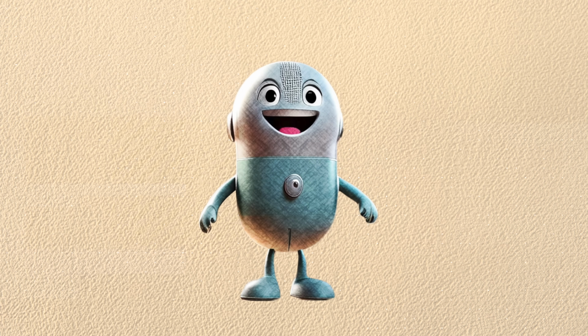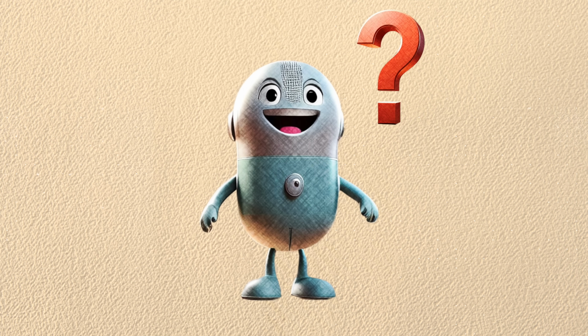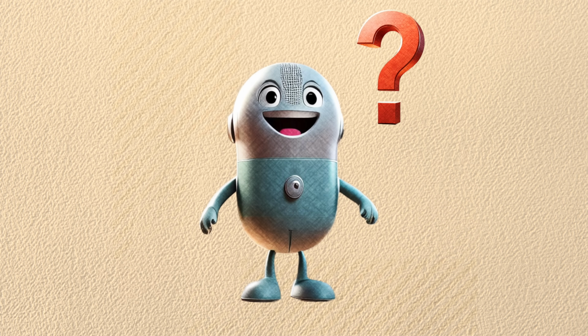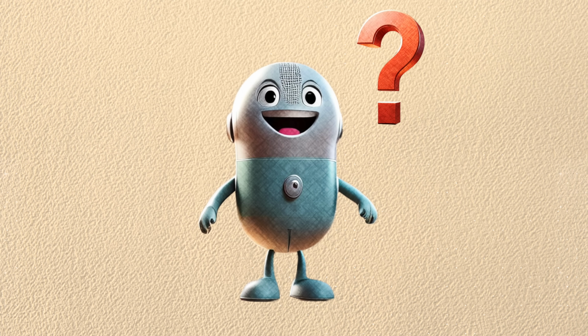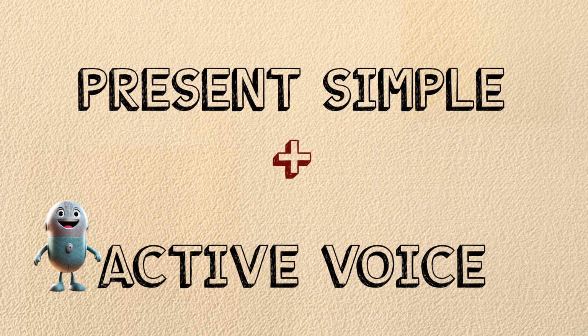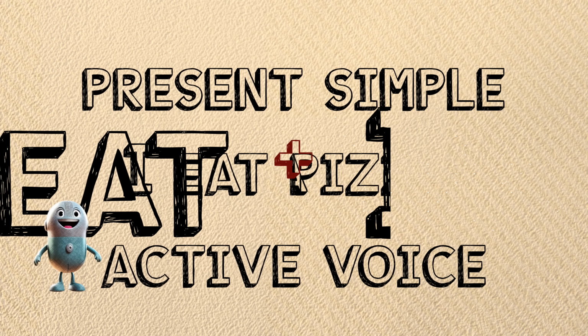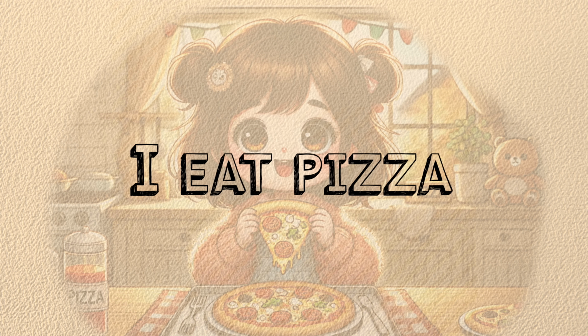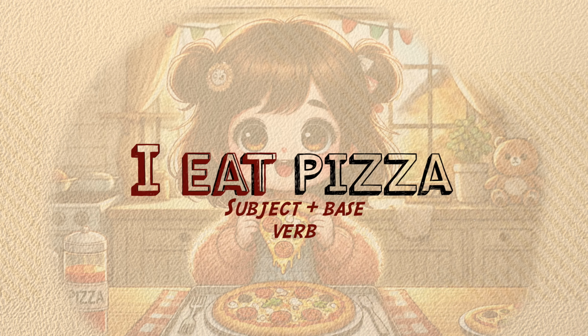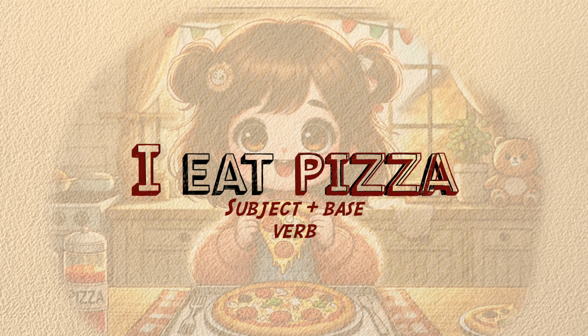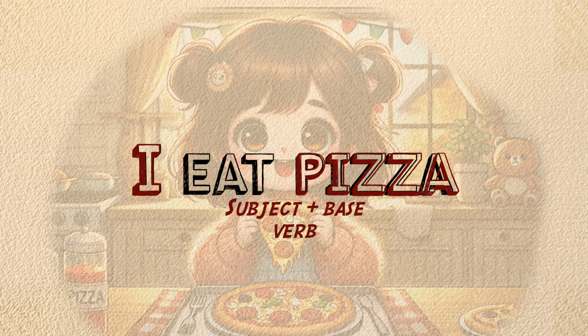All right, here's the fun part. How to actually form these sentences in different tenses. And don't worry, it's easier than it looks. So let's break it down. Let's start with the present simple and the active voice. I eat pizza. And this is how we form it. Subject plus base verb. I eat pizza. I is the subject and the verb eat is in its base form.